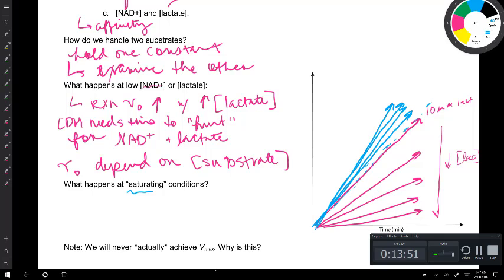At this point we call this saturating conditions, because you have so much substrate that LDH doesn't have to work to find lactate.